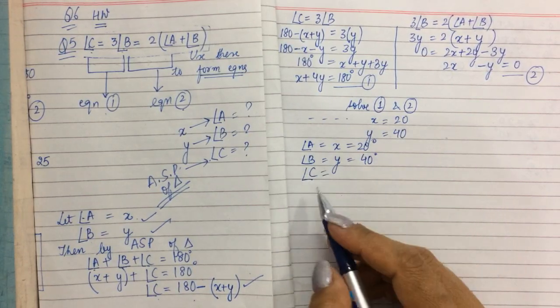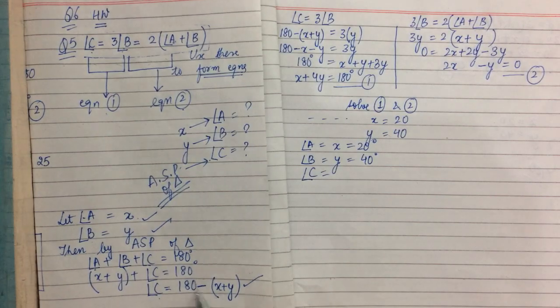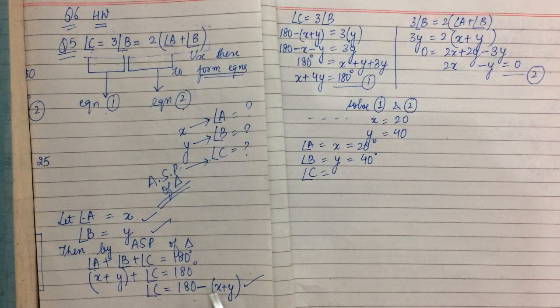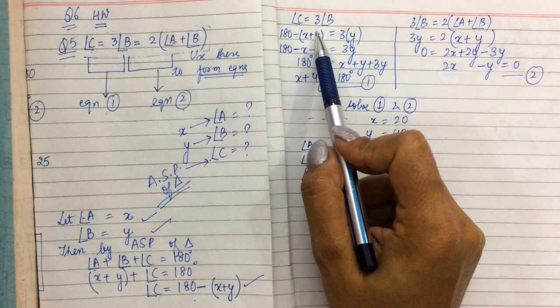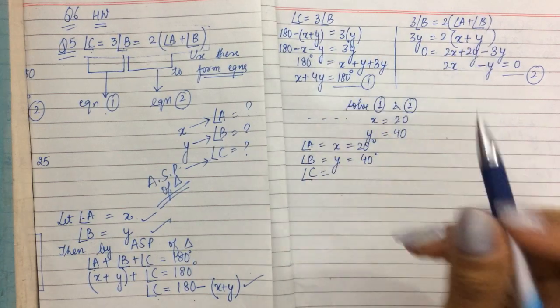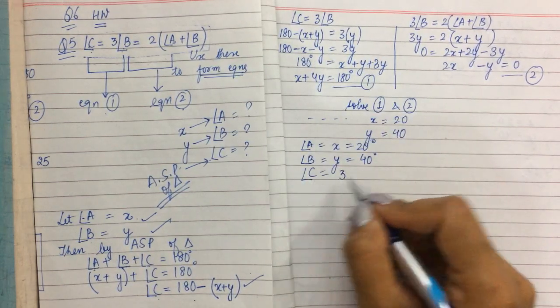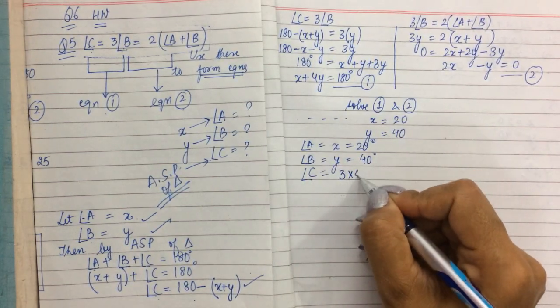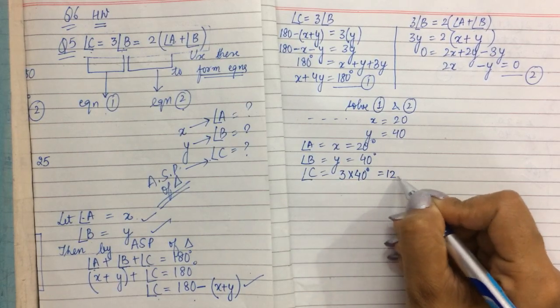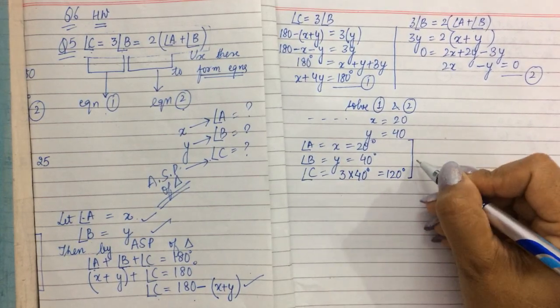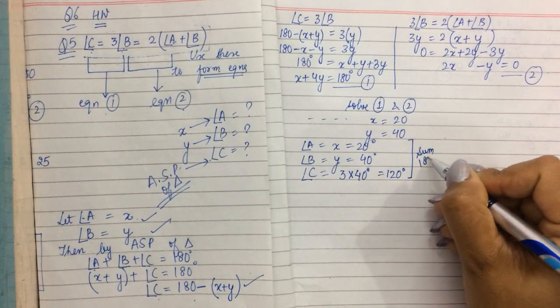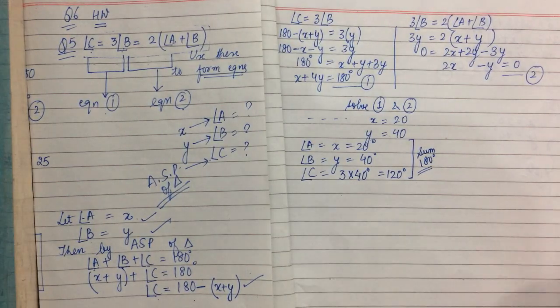Angle C. To find angle C, either you can use this expression, the angle sum property, or you could use this, that angle C equals 3 times angle B. So angle C equals 3 times angle B, which is 40 degrees. This is 120 degrees. And you can see that the sum of the three angles is 180 degrees, which verifies that these are the correct values of the angles of a triangle. Let's continue.